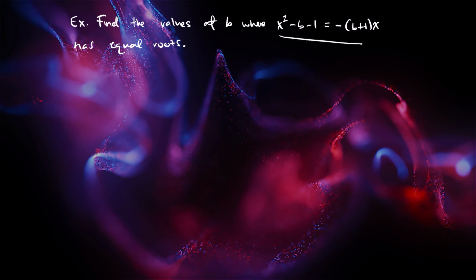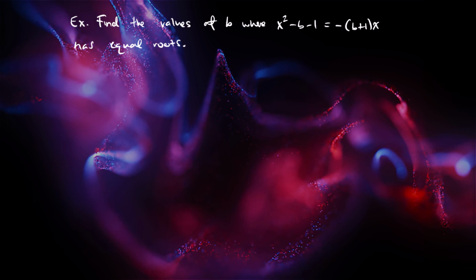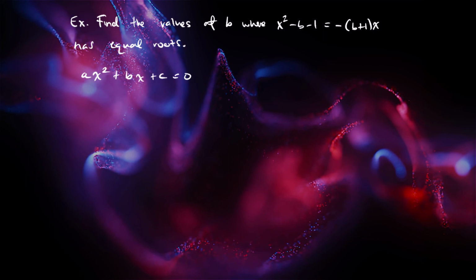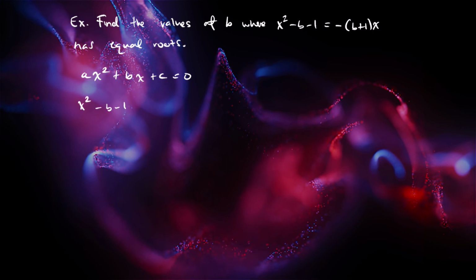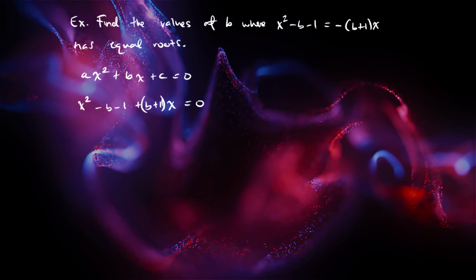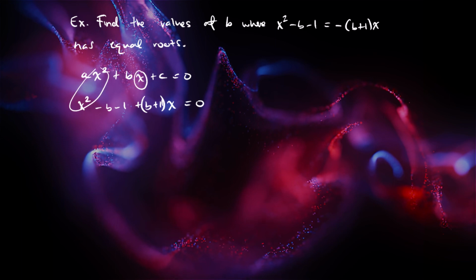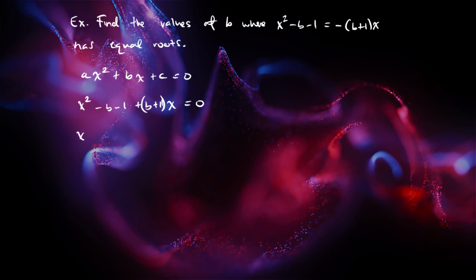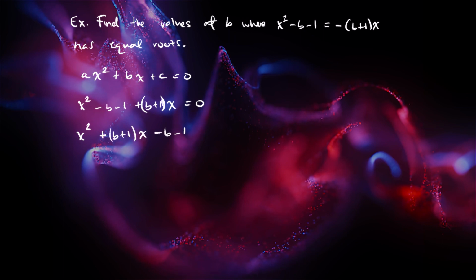So first, let's take this quadratic and let's expand it out, right? Or at least write it into ax squared plus bx plus c equals 0 form. So first, let's move everything over to one side. So we've got x squared minus b minus 1 plus b plus 1 x is equal to 0. So we've got the x squared terms matching up, but my x term here is all the way on this side. So let's swap it again. So let's do it as x squared plus b plus 1 x minus b minus 1 is equal to 0.